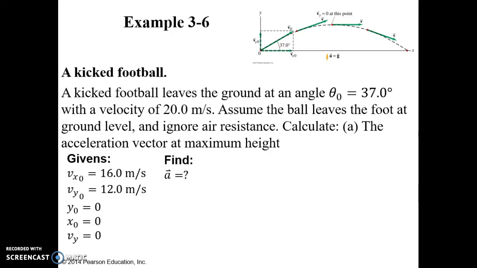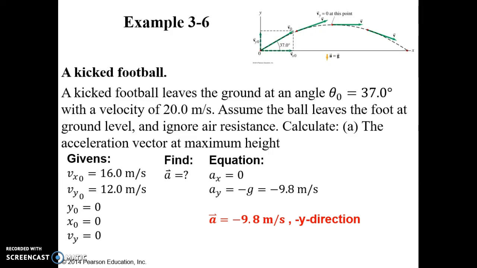Okay, last question. The acceleration vector at the maximum height. Again, we need the acceleration components at the maximum height. We know that the acceleration in the x direction is always 0, and the acceleration in the y direction is always negative gravity, or negative 9.8 meters per second squared. So the resultant acceleration at the maximum height is negative 9.8 meters per second squared, and it points in the negative y direction.